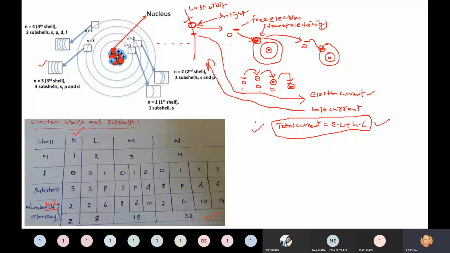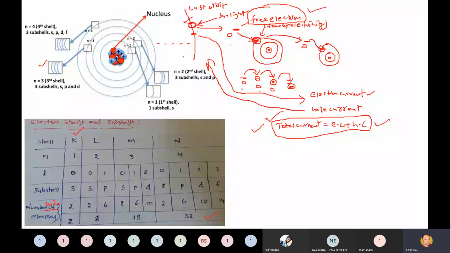Now here, the most important point is that the total current is nothing but the electron current plus hole current, and remember, this electron current and hole current are only due to the generation of free electrons. This is very important. Only due to free electrons is the current generated. This is a very important point for competitive exams, right?